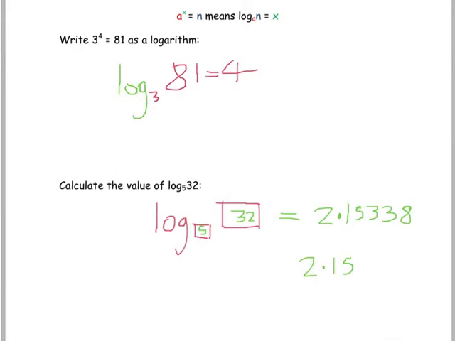Now, does that make sense, that value? 2.15, well think about it. 5 to the power of 2 is 25, and 5 to the power of 3 is 125, and 32 is definitely closer towards the 25 side of that. So yeah, we would expect 5 to the power of something relatively close to 2 to give us the answer 32. So you could check by doing 5 to the power of 2.15, and you should get the value 32.